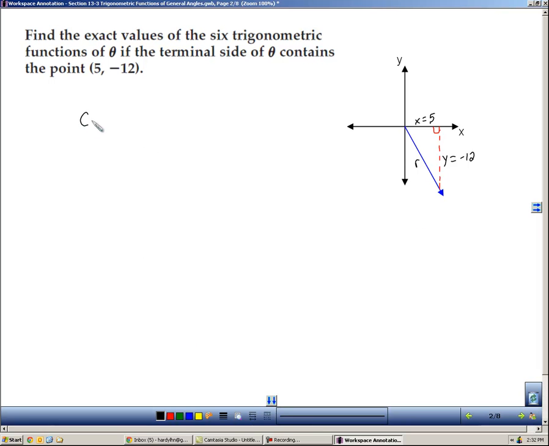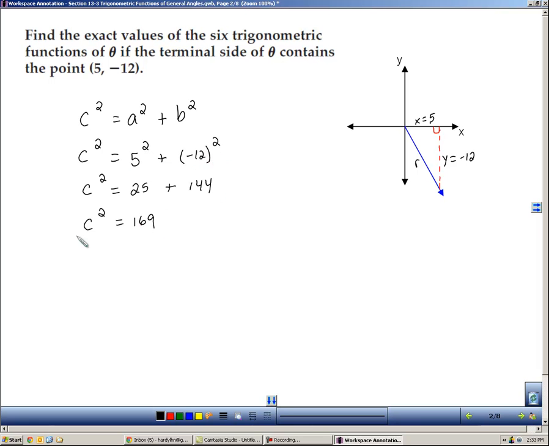The way we do that is use the Pythagorean theorem. So I can use c squared equals a squared plus b squared to find my radius. Now, I'm using a, b, and c rather than x, y, and r. I hope that's okay. C is the hypotenuse, so that's the one that we don't know. We'll say a is the 5 and b is the negative 12. So c squared is 169. Take the square root of both sides, and we find out that c is 13.